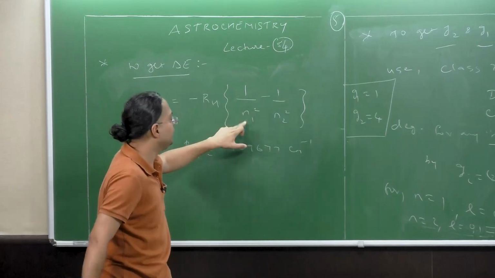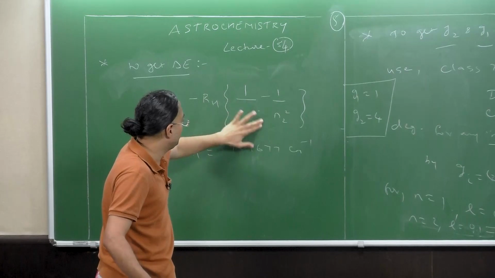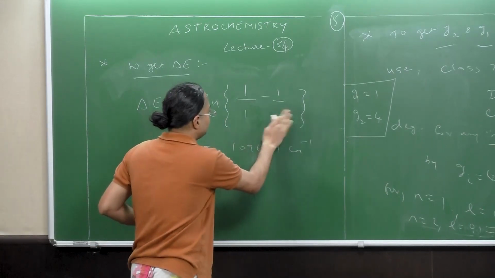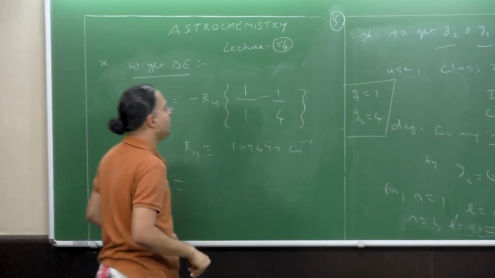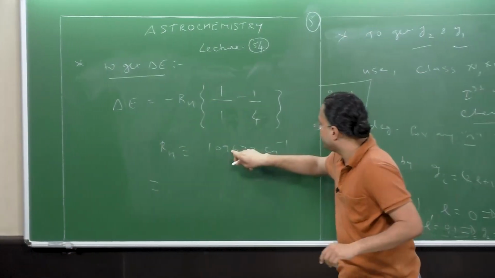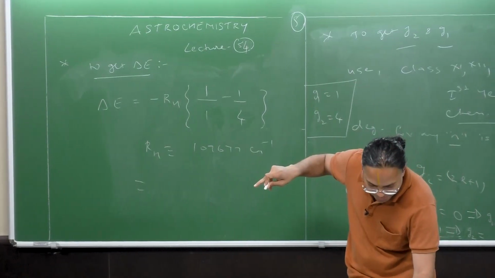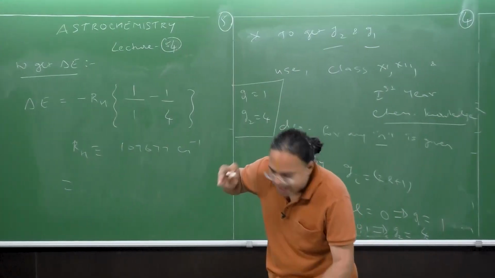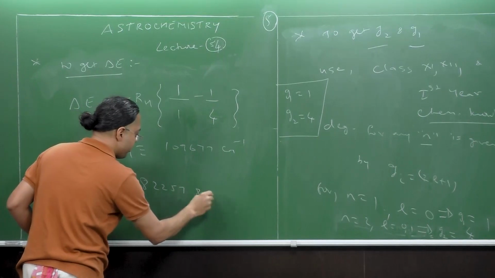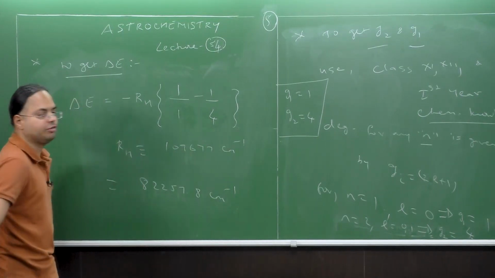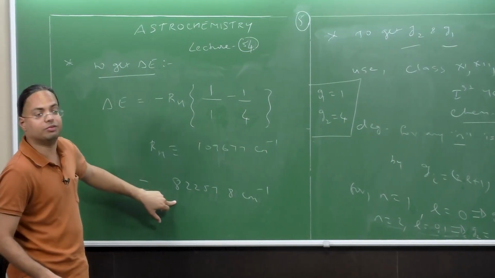So here what is n1? n1 is 1 and n2 is going to be 2. So this is going to be 1 by 1 minus 1 by 4. Now once you incorporate this number also, you can do the calculations to find out that this number is 82257.8 centimeter inverse.